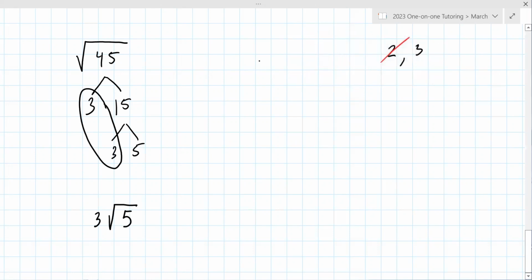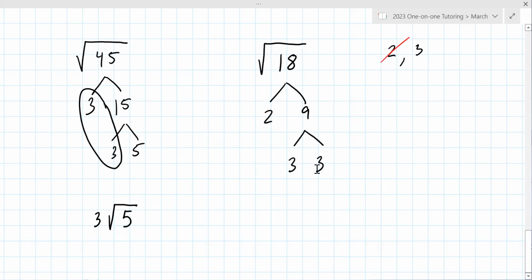All right, but let's do another example. Let's look at the square root of 18. Let me know when you're ready for us to do that. All right. You ready? Yeah. Okay, good. So you start with 2 again, 2 and 9, and then 3 and 3.